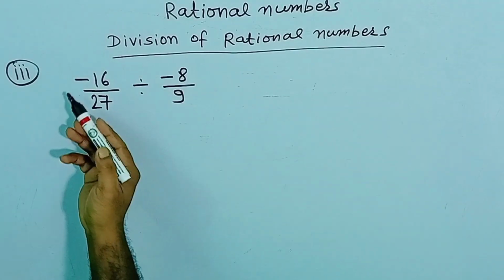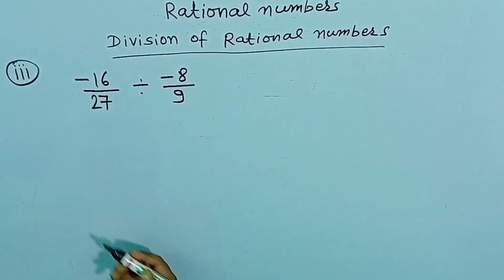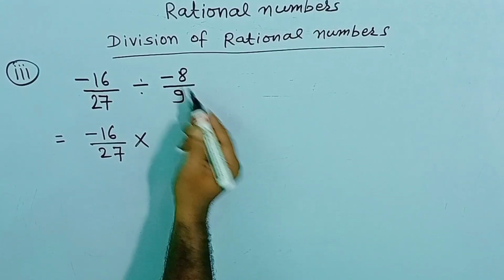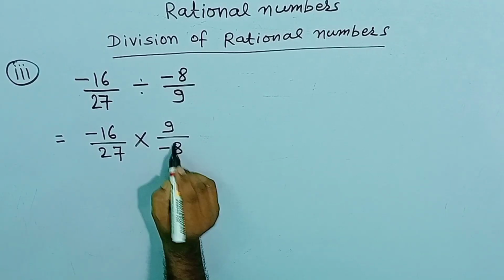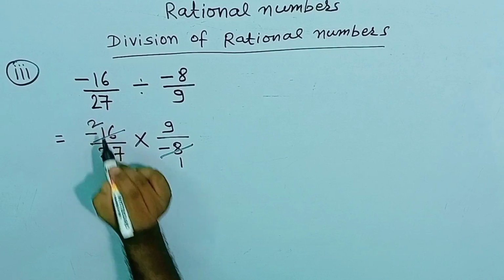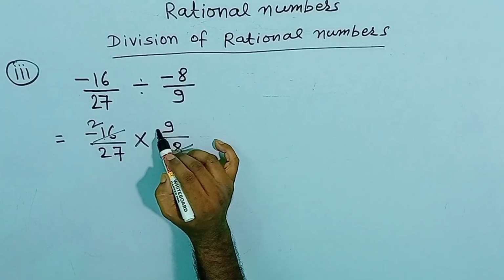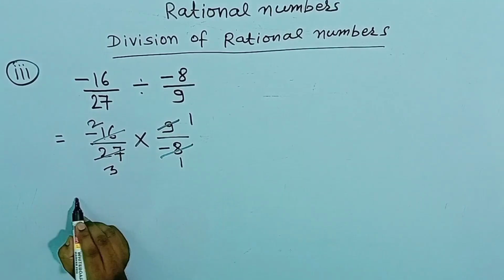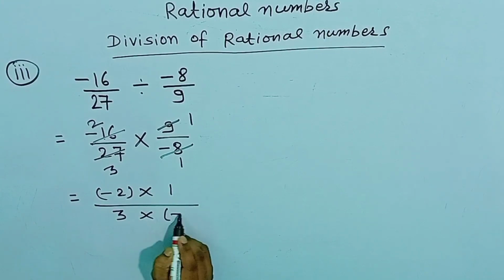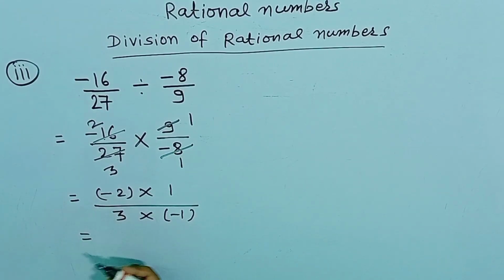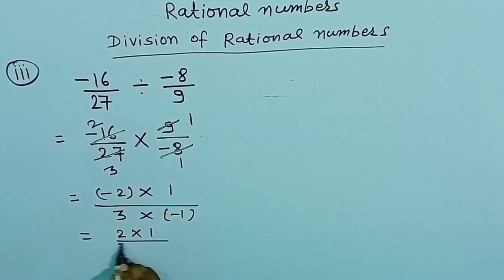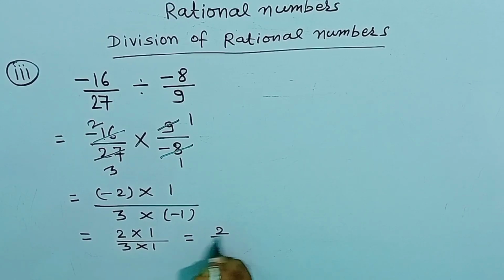So हमारे पास एक और एग्जांपल है यहाँ, minus 16 by 27 divided by minus 8 by 9, so is equal to हम लिख सकते हैं minus 16 by 27 into reciprocal of minus 8 by 9, that is 9 by minus 8. अब हम यहाँ 16 और 8 को cancel करेंगे, so 8 1 जा 8, 8 2 जा 16, again हम यहाँ 9 और 27 को भी cancel करेंगे, 9 1 जा 9, 9 3 जा 27, so is equal to हमें मिलेगा minus 2 into 1 divided by 3 into minus 1, is equal to हम यहाँ numerator में भी minus है और denominator में minus है, so इसे हम cancel करके आगे बढ़ सकते हैं। So यहाँ हम लिख सकते हैं 2 into 1 divided by 3 into 1 will be equal to 2 by 3.